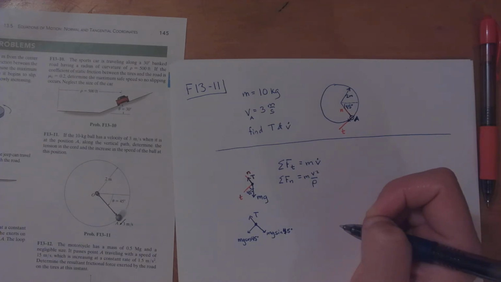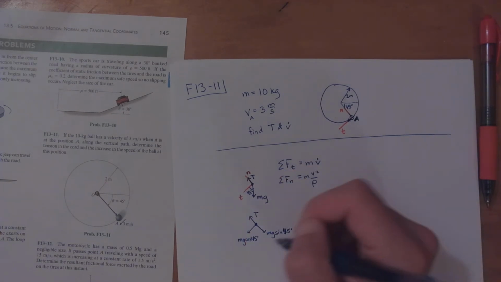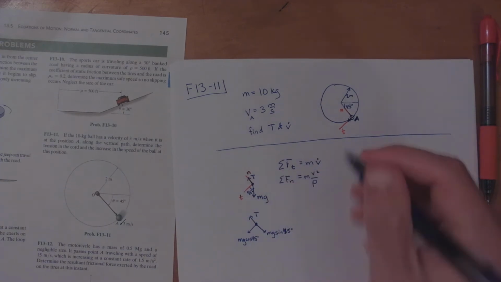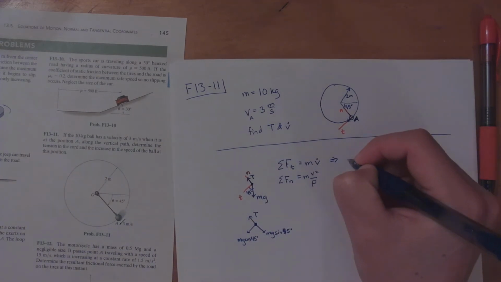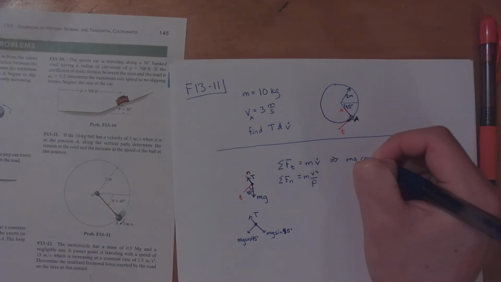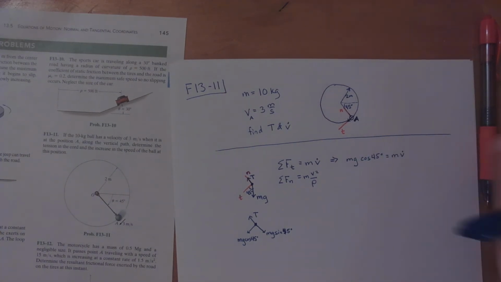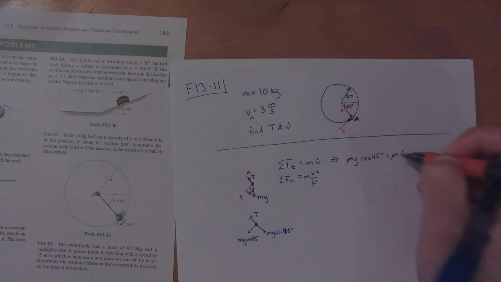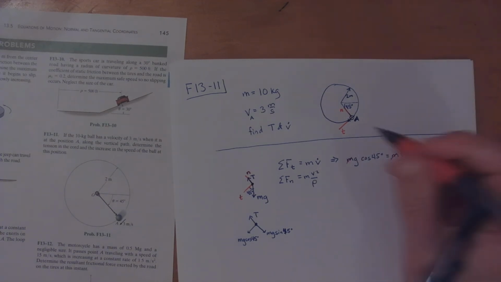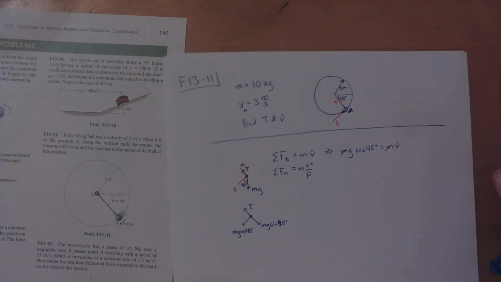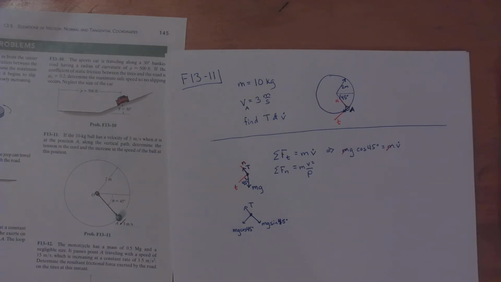Okay, so now if I look in the tangential direction, I have one force acting in the positive tangential direction. So this says mg cosine of 45 degrees is equal to m times v dot, and the mass cancels out. Look at that, we already found v dot. You just have to plug in g.